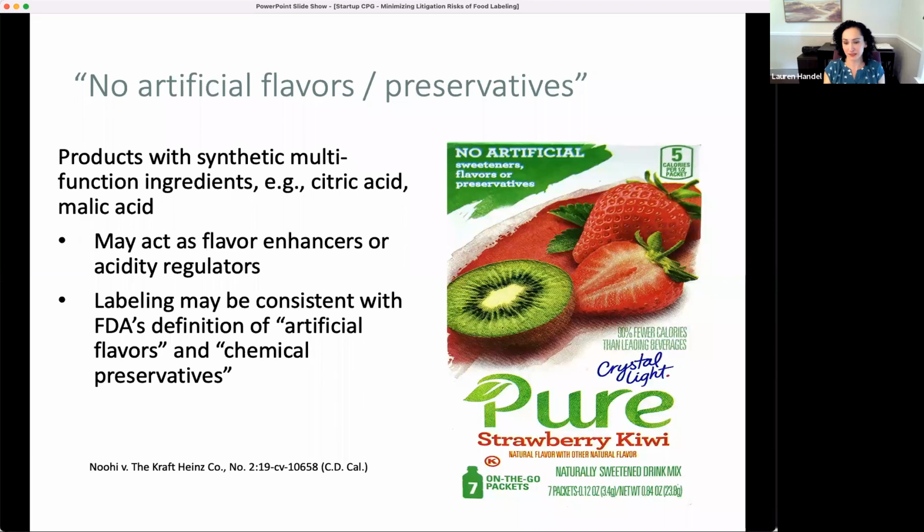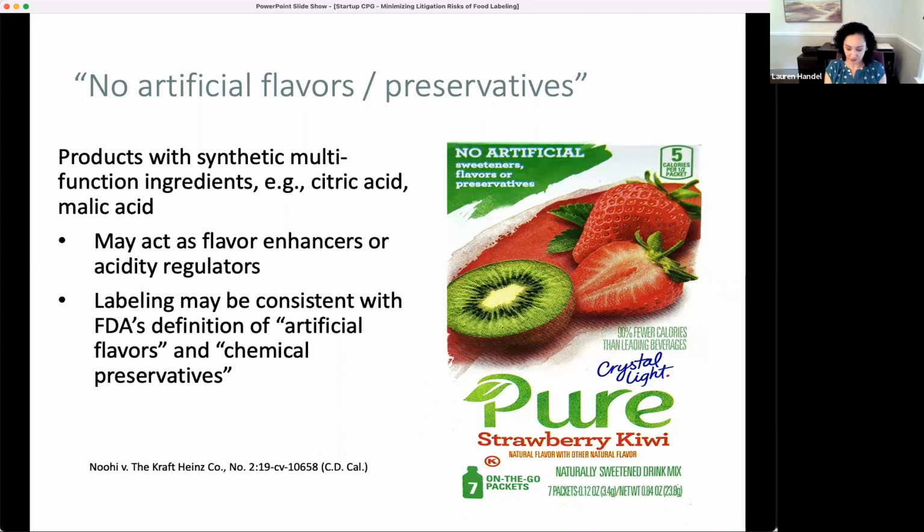And this statement may be correct in terms of the meaning of those terms under FDA regulations, but the plaintiffs in these cases argue that these ingredients, so this product, I don't remember exactly which ingredients it is, but it probably has citric acid, malic acid, maybe ascorbic acid. There's a lot of these synthetic multifunction acids, ingredients that are used as acidity regulators, but the plaintiffs argue they actually do have an effect on the taste of the product, and therefore they are flavors and they are artificial.